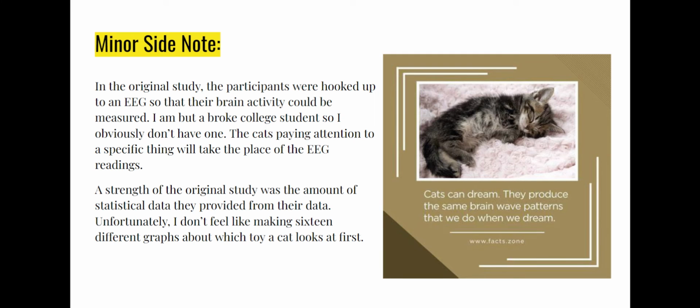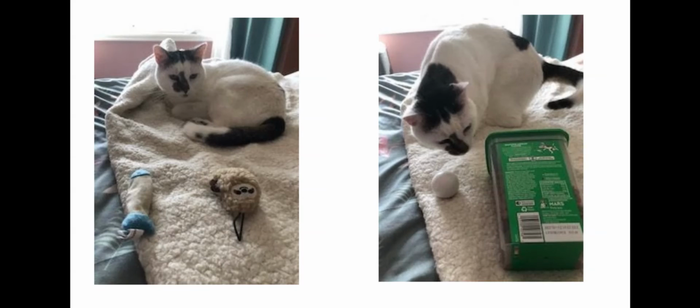So a small side note is that in the original study, the participants were hooked up to an EEG so that they could measure when and what they first paid attention to. I am broke, I am a college student, so I don't have one. The cats just looking or reacting to something will take the place of that. And another strength of the original study was that they had pages and pages of data from their study, and I don't want to make 16 graphs, so I won't be recreating that part.